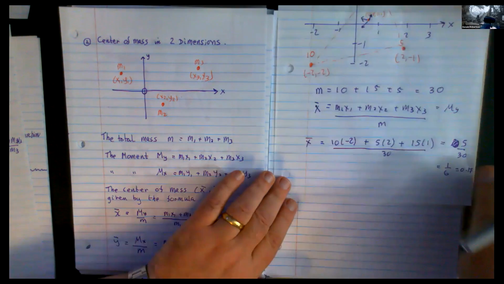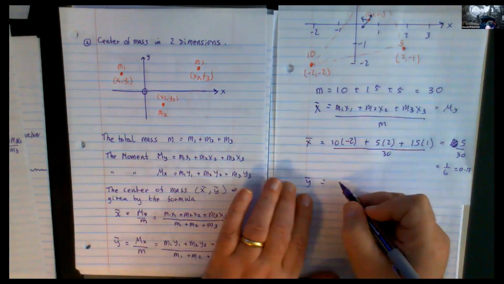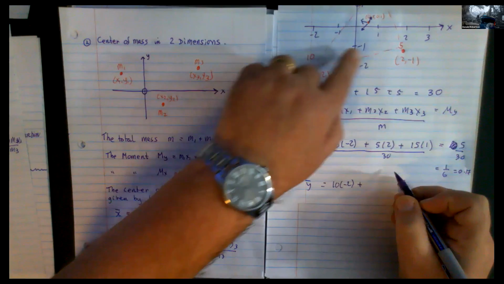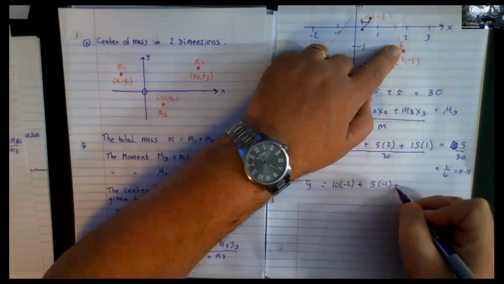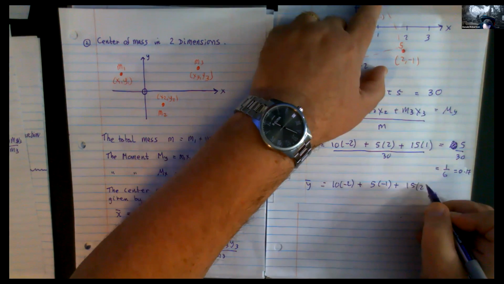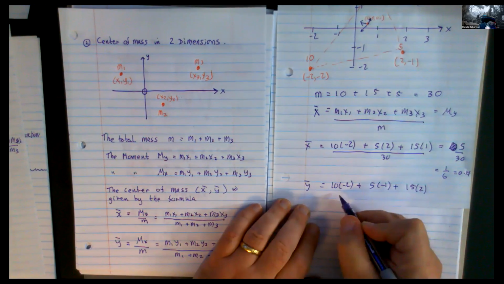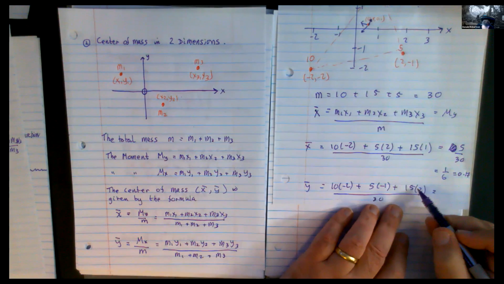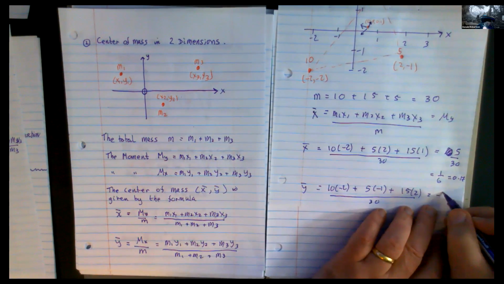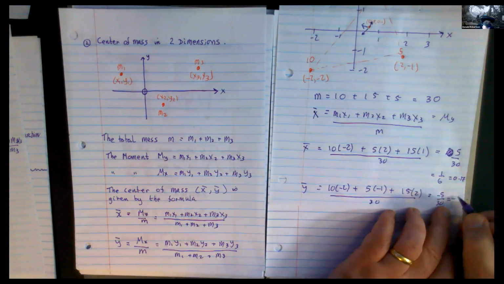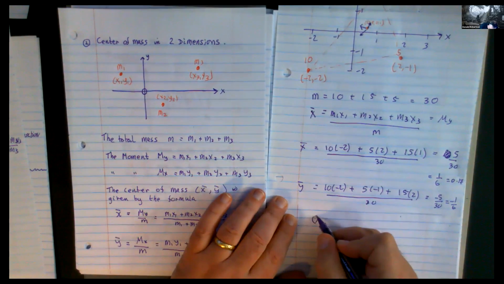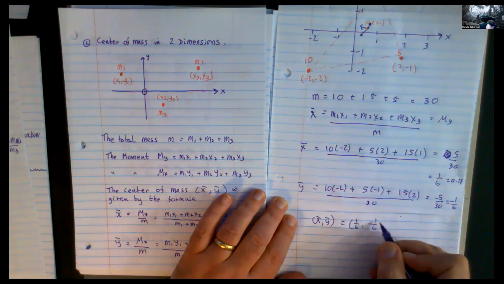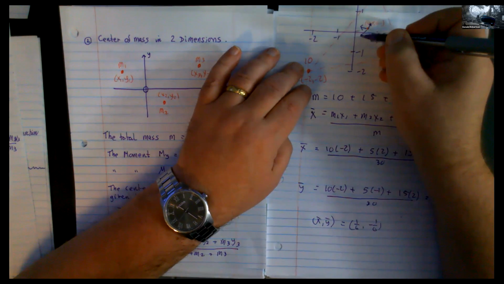Find out what Y bar is then. Well, you go mass 1, which is 10, times its Y coordinate, which was -2, plus 5 times its Y coordinate, plus 15 times its Y coordinate. And that gets divided by 30 as well. And that's 30, and that's 25, and that's negative 5 over 30, which is negative 1/6. So x bar, y bar, the center of mass of this shape is basically 1/6, negative 1/6. It's kind of that guy there.